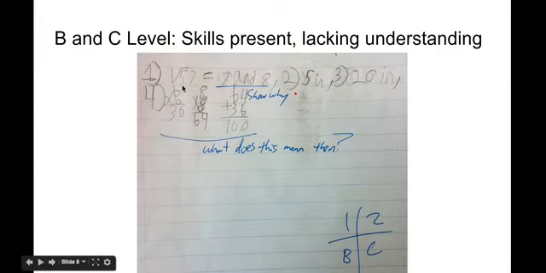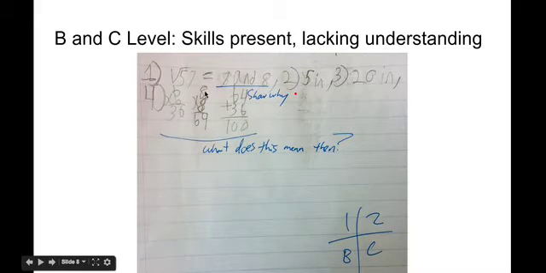B and C level, so this person is getting some of the right ideas, but not showing where that's coming from, and then here again just a number, not communicating where that's coming from. So as teachers, we don't know if they got lucky with picking their favorite number or if they actually did a square root to get to that point.